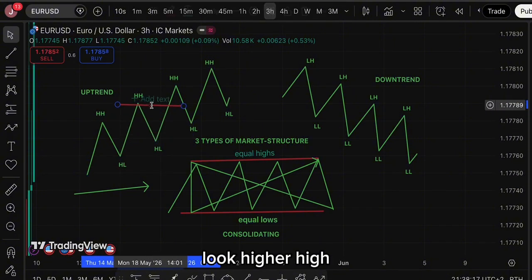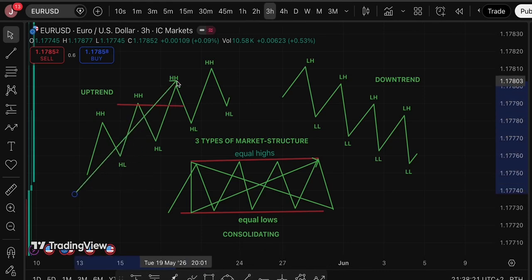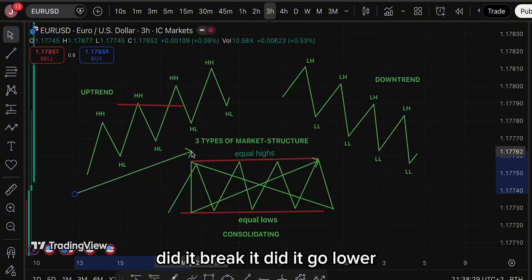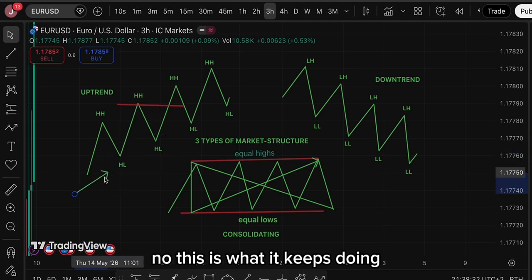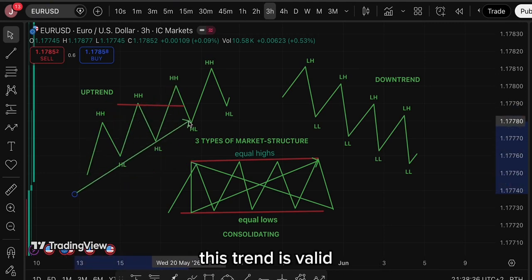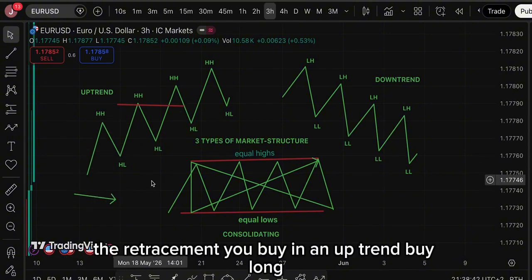Look, higher high. What did it do? It broke it. Then look at the higher low. Did it break it? Did it go lower? No. This is what it keeps doing. Then you know, oh, this uptrend is valid. Now, how do you trade an uptrend? The retracement. You buy in an uptrend. Buy long.